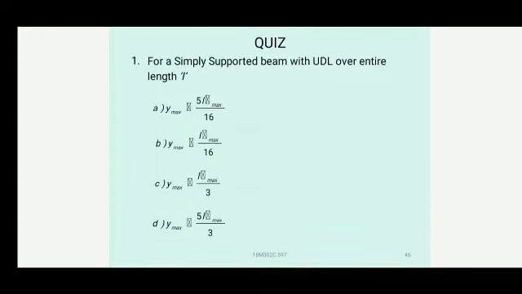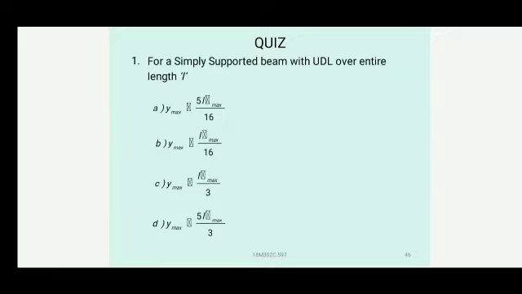Quiz questions. For a simply supported beam with uniformly distributed load over the entire span: A, y maxima is equal to 5L theta maxima by 16; B, y maxima is equal to L theta maxima by 16; C, y maxima is equal to L into theta maxima by 3; D, y maxima is equal to 5L theta maxima by 3. So here the answer is A.